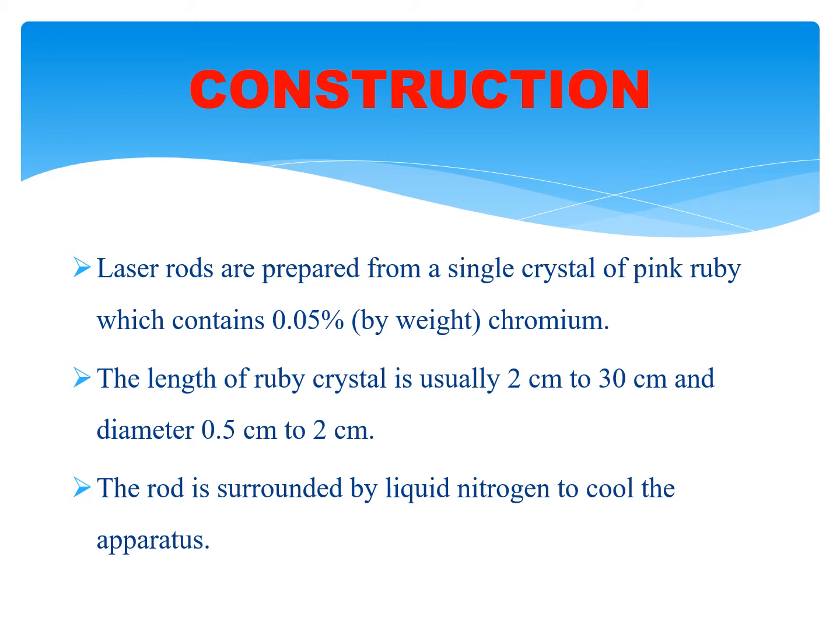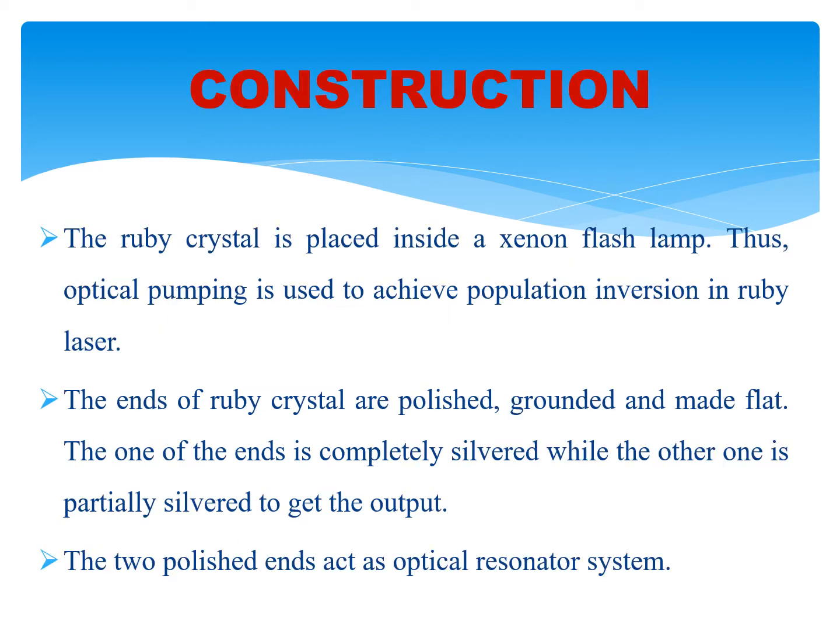Laser rods are prepared from the single crystal of ruby, which contains 0.05% of chromium. The length of the ruby crystal is usually 2 cm to 30 cm and the diameter is 0.5 cm to 2 cm. The rod is surrounded by liquid nitrogen to cool the apparatus.